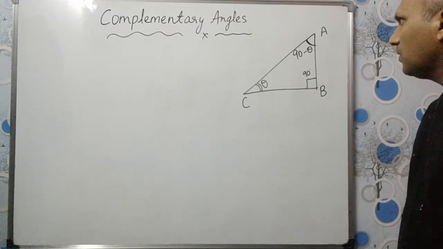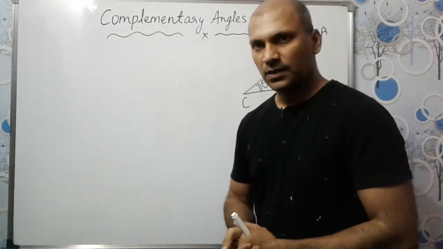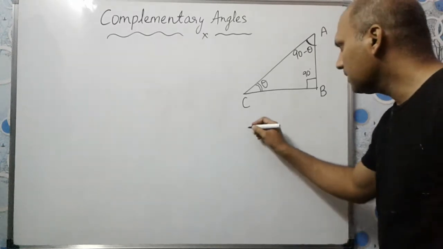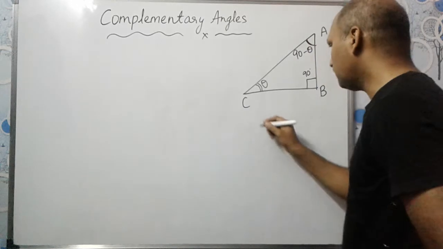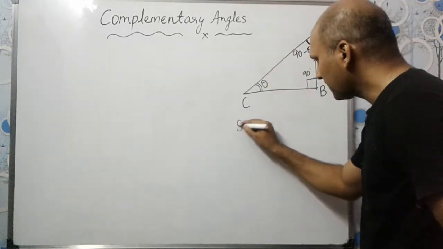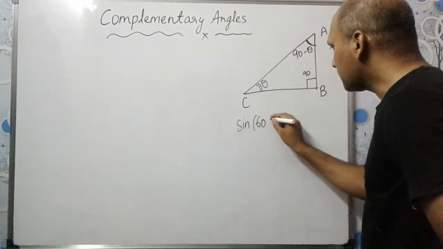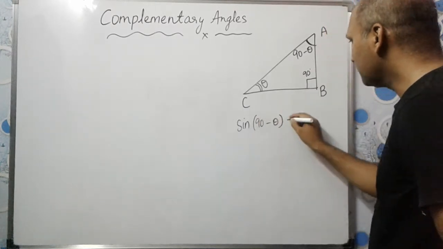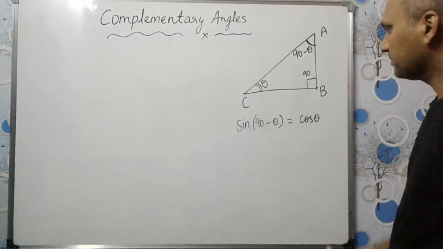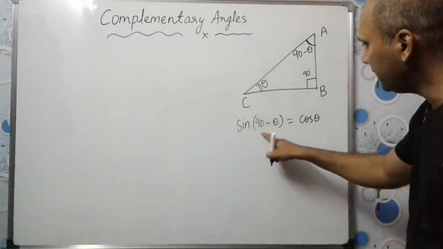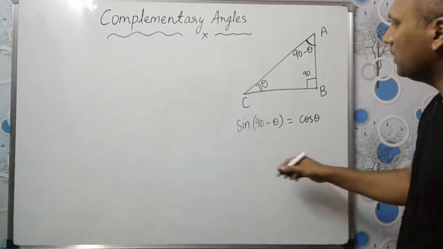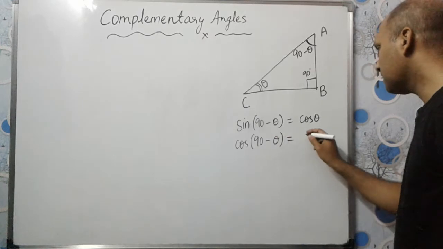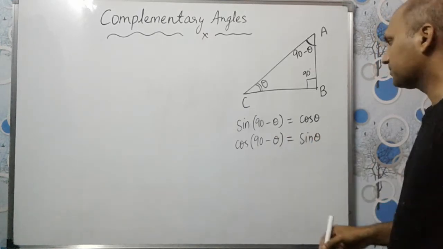Now we will learn the formulas. Complementary angle formulas. First I'll write what the formulas are and then we will derive how we got those formulas. Sine 90 minus theta is equal to cos theta. This is the formula. Sine 90 minus theta is equal to cos theta, and cos 90 minus theta is equal to sin theta.